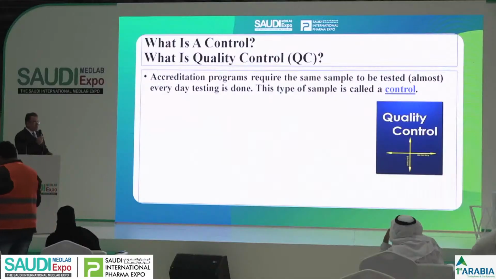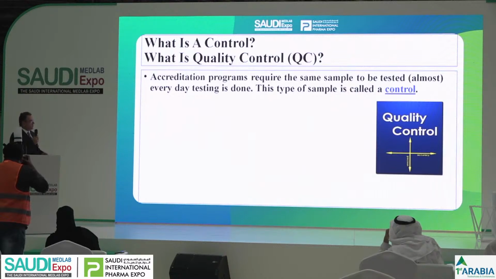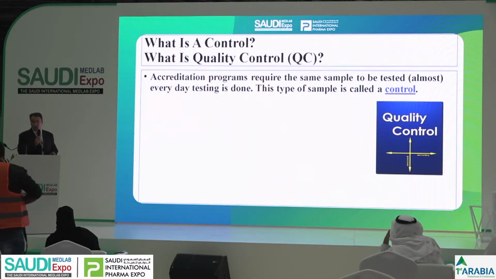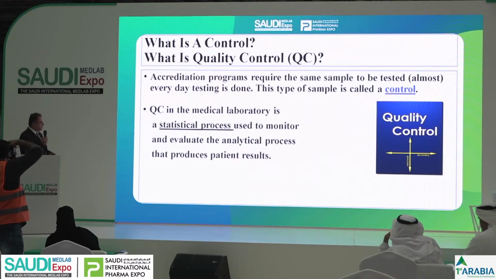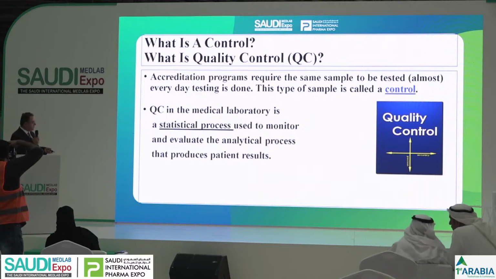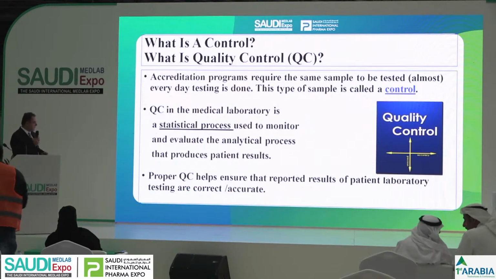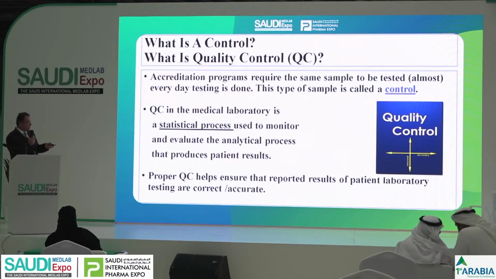What is a control? What is quality control? Well, the accreditation body programs usually require that you run the same sample almost every day testing is done. This type of sample is called a control. QC in the medical laboratory is a statistical process used to monitor and evaluate the analytical process that produces patient results. QC helps ensure that reported results of patient laboratory testing are correct and accurate.